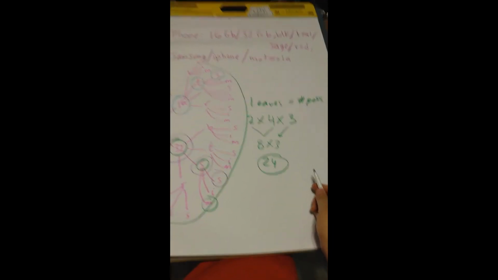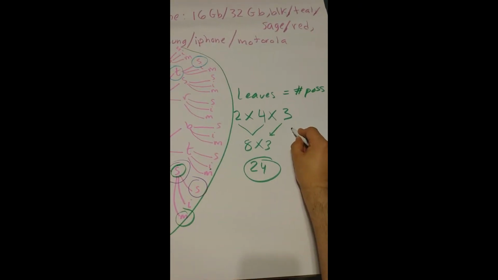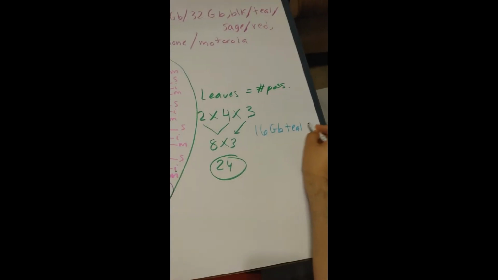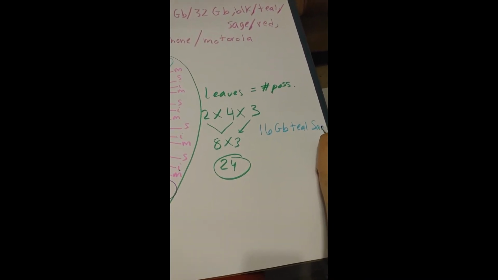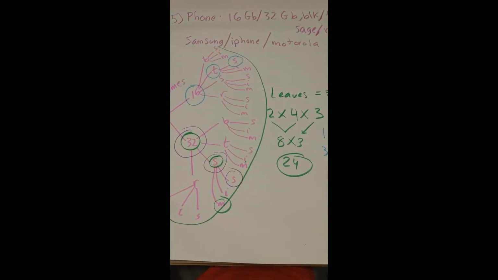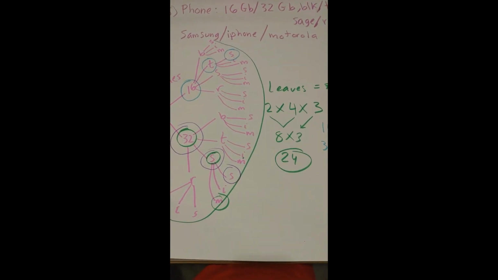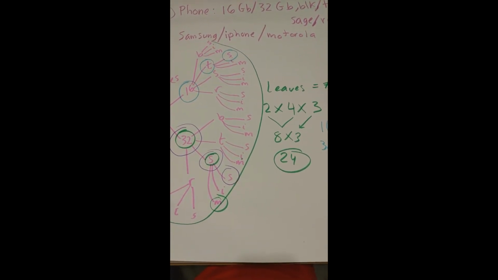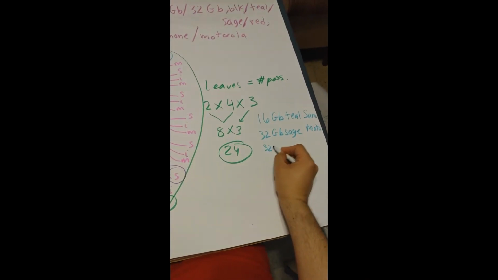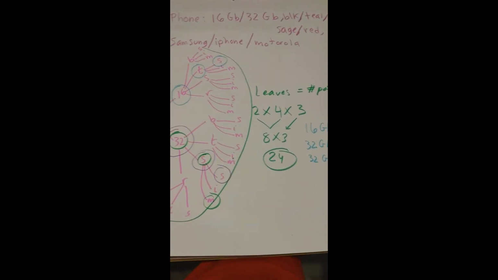Remember that we can list off these things. So if we were to list off the blue one, we would have a 16 gigabyte teal. I'll just put Sam for Samsung. The other ones over here, we would have a 32 gigabyte Sage color, Motorola, and also a 32 gigabyte Sage.